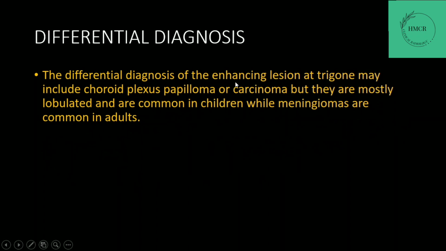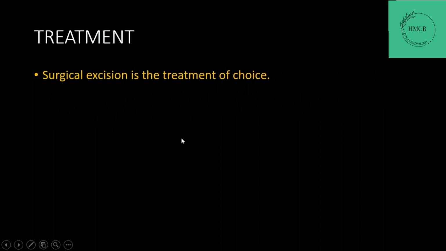The differential diagnosis of the enhancing lesion at trigone may include choroid plexus papilloma or carcinoma, but they are mostly lobulated and are common in children, while meningiomas are more common in adults. Surgical excision is the treatment of choice.